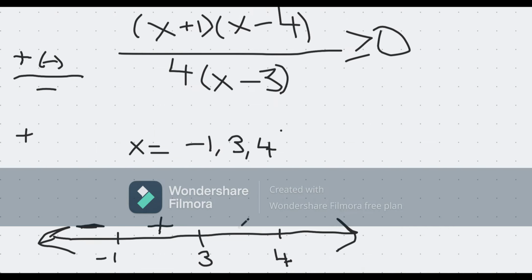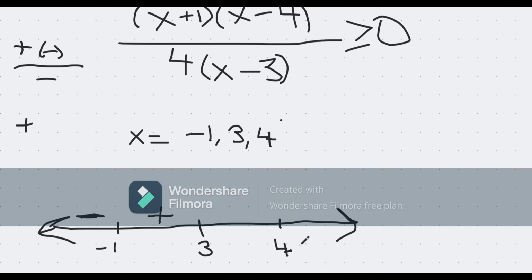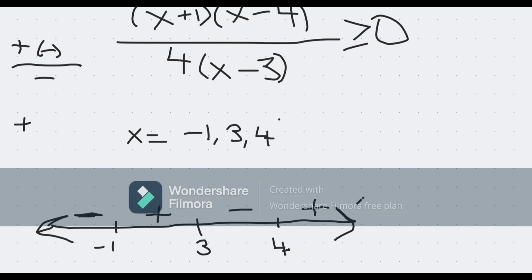Now, let's plug in a value in between 3 and 4. Same concept. You would end up getting a negative value. And then a really large positive number, you get a positive value. Okay, so this shows us where the function is positive and negative, where it's above and below 0. So we use this to answer the question.